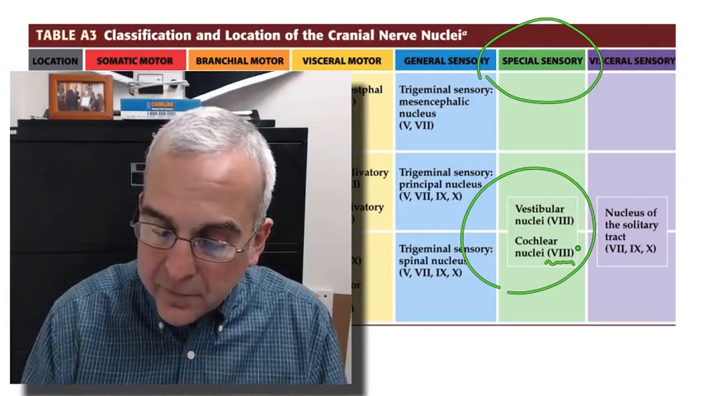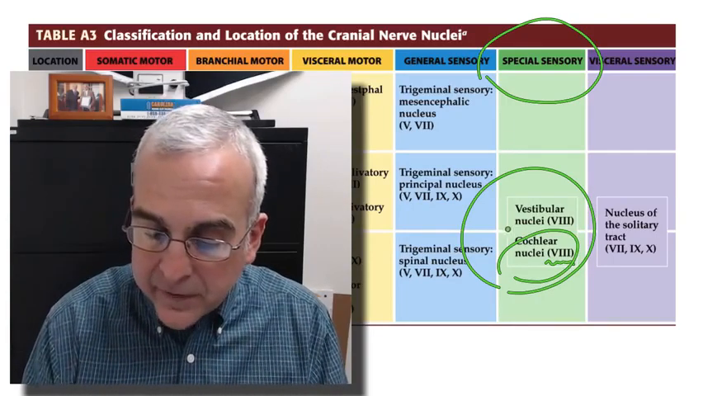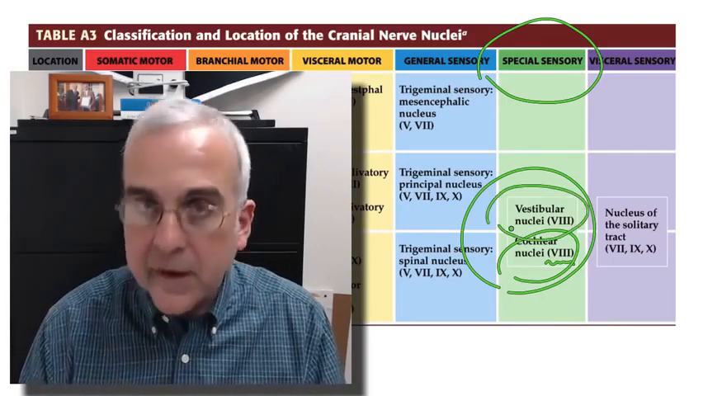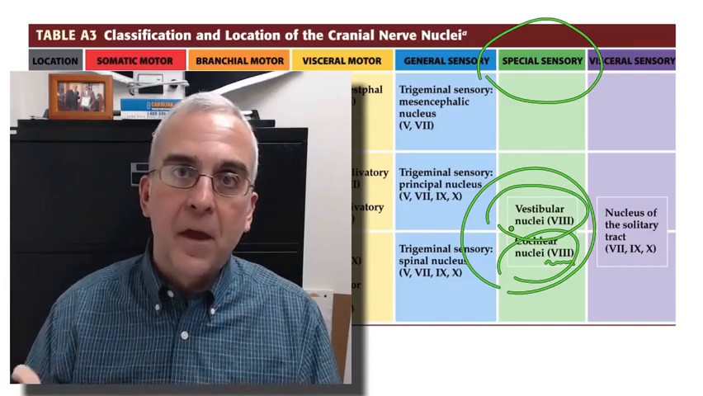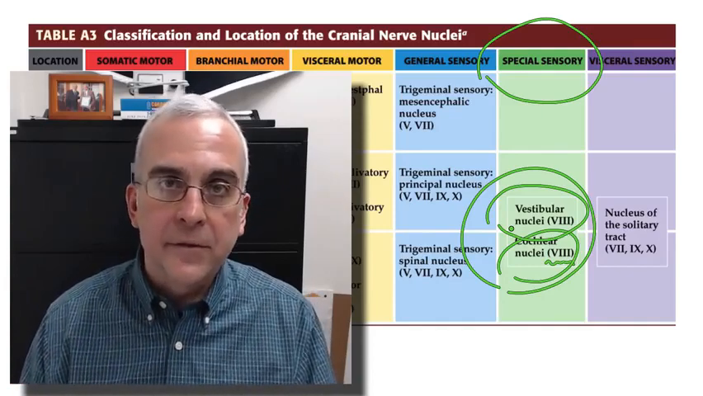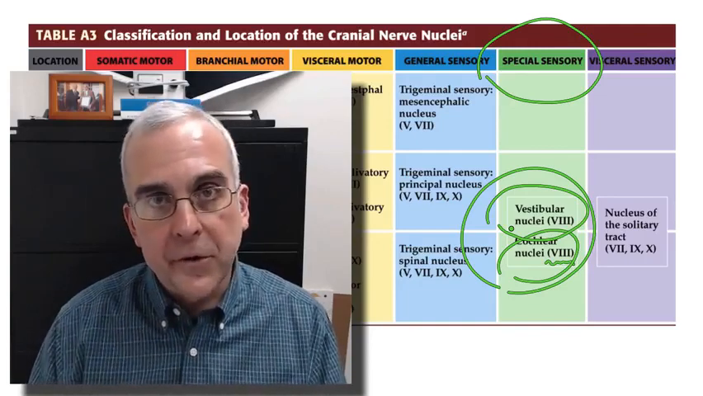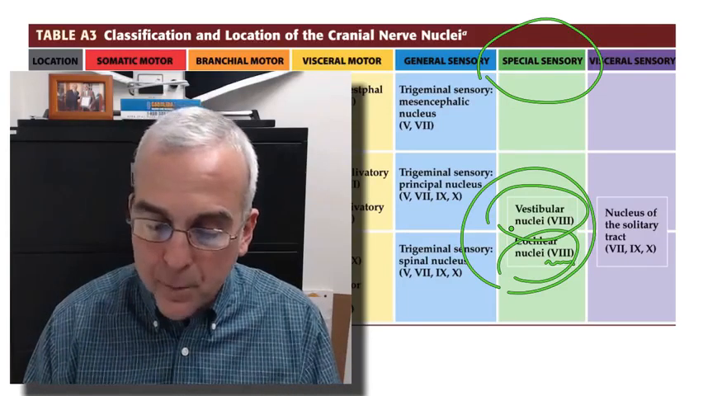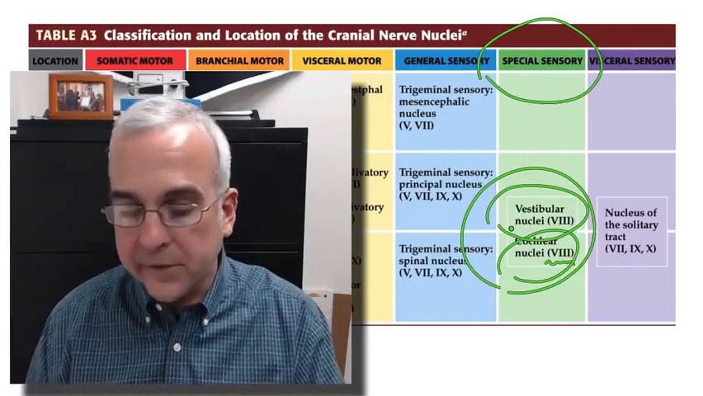There's a set of nuclei related to hearing called the cochlear nuclei, and then a set of nuclei related to our sense of balance, equilibrium, basically the accelerations of our head and the static positions of our head. That's the vestibular nuclear complex of the brainstem. Both of these nuclei are found near the junction of the pons and the medulla.